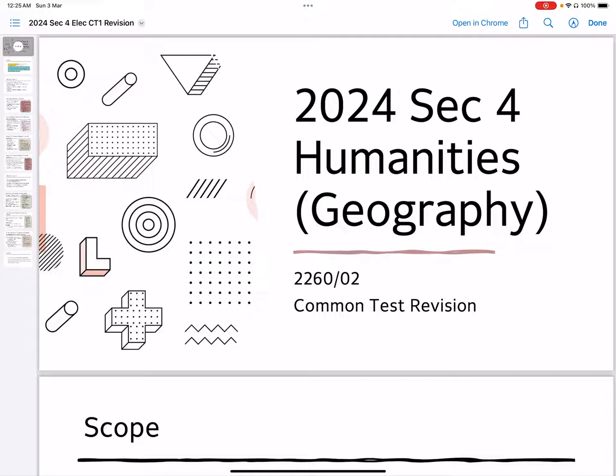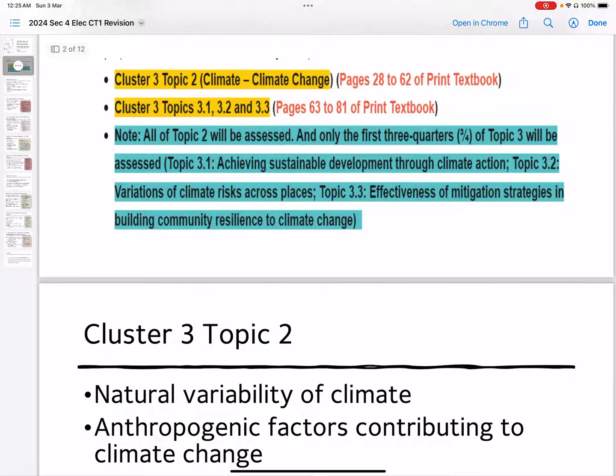Okay, welcome to the 2024 Sec 4 Humanities Geography 2260/02 Common Test Revision. So, gentle reminder, your common tests for this year only cover Cluster 3, Topic 2, climate change, as well as Topic 3, 3.1, 3.2, and 3.3. So, the total textbook area that's covered is from page 28 to page 81.